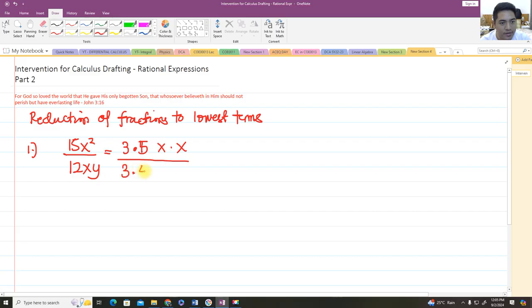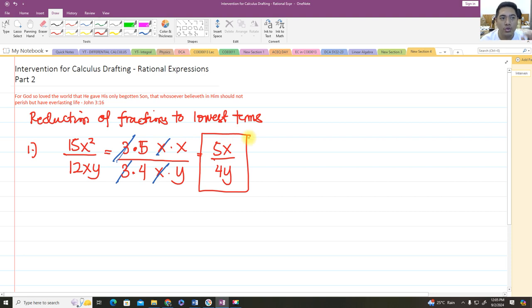You have 3 times 4, which is 12. Then you have x times y. So in that case, we can cancel out 3, and we can cancel out x. And we are left with 5x all over 4y. So that's how simple it is to reduce the fraction or the rational expression into its lowest term.